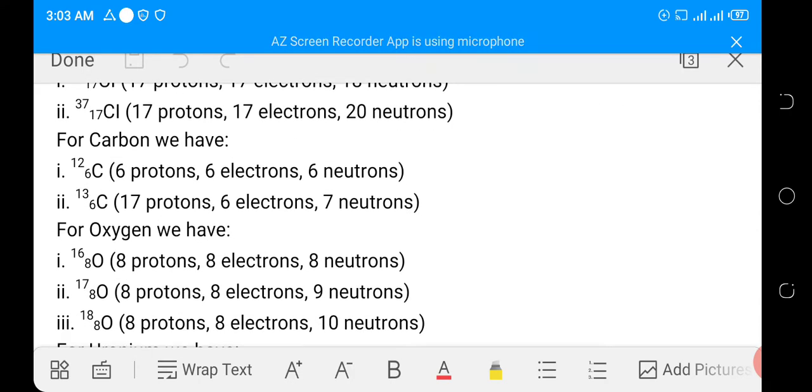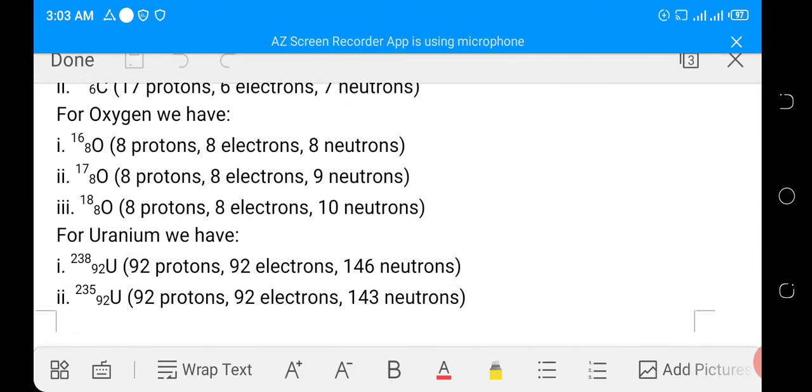For carbon, the two isotopes are carbon-12 and carbon-13. In carbon-12, there are 6 protons, 6 electrons, and 6 neutrons. But in carbon-13, we have 6 protons, 6 electrons, but 7 neutrons.